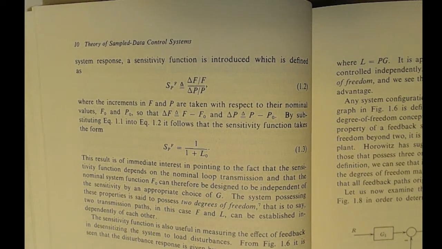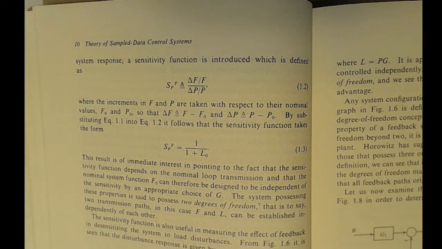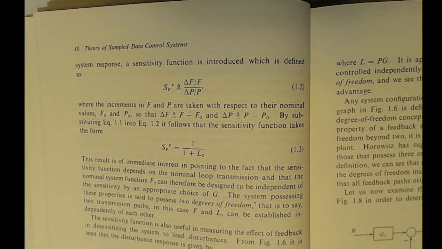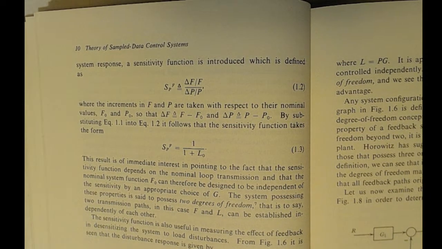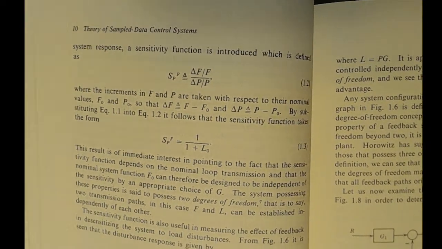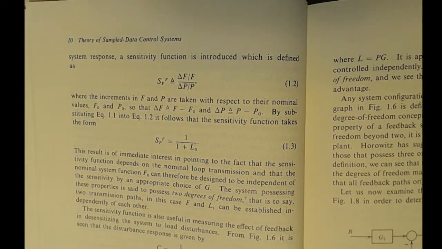The result is of immediate interest in pointing to the fact that the sensitivity function depends on the nominal loop transmission, that the nominal system function can therefore be designed to be independent of the sensitivity by an appropriate choice of G. The system possessing these properties is said to have 2 degrees of freedom. That is to say, 2 transmission paths, in this case F and L, can be established independently of each other.